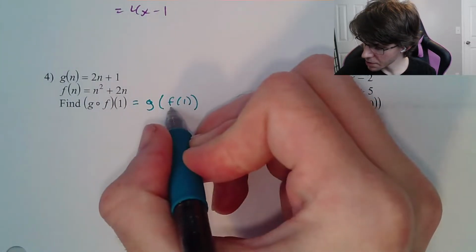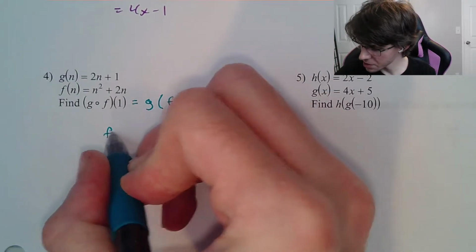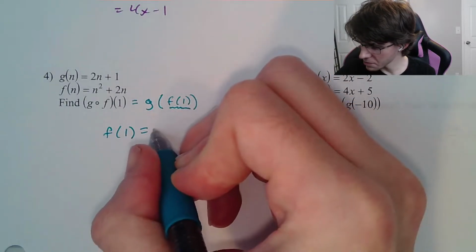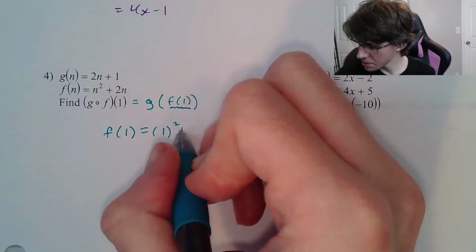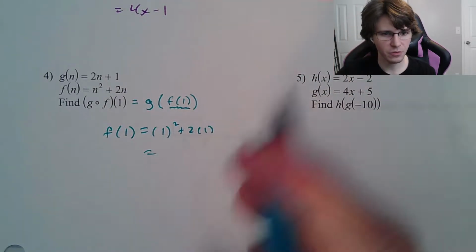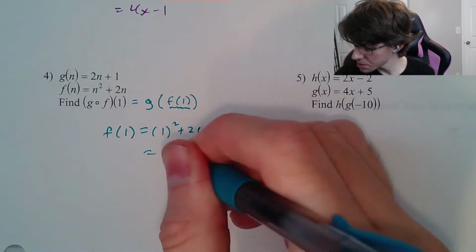After that, we need to figure out the inside first. So we're just going to do the first part, f of 1, that inside, and that's going to be 1 squared plus 2 times 1. That's 1, that's 2, 1 plus 1. 1 plus 2 is 3, sorry.